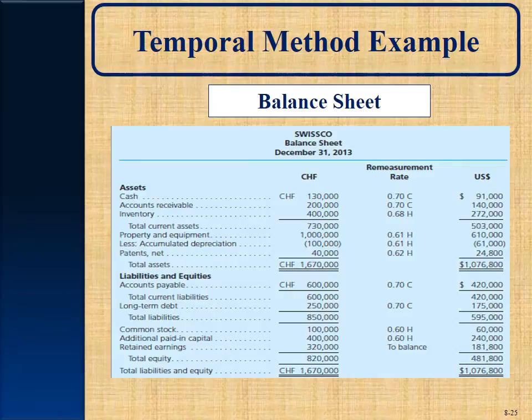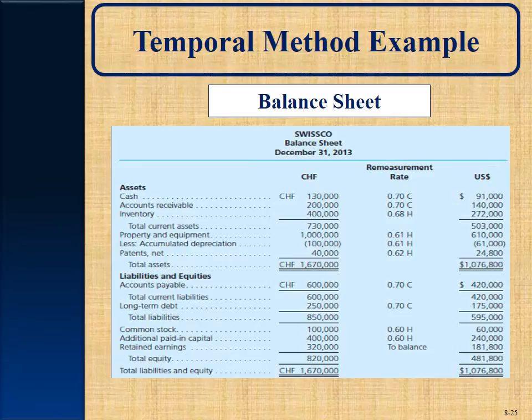Same with the accumulated depreciation. So any depreciation related to that property, plant, and equipment is translated at the same historical exchange rate. Patents, the same thing. We know on the date we purchased the patent that it was 62 cents per franc exchange rate. So we multiply out those rates to get total assets of 1,076,800. We then translate all of our liabilities at the current rate on December 31st, 2013.